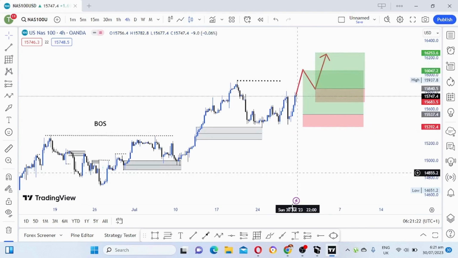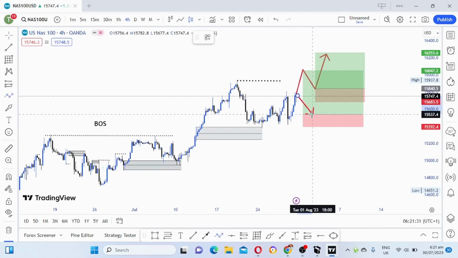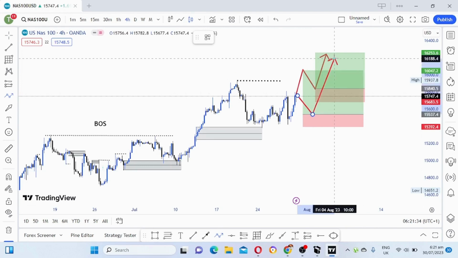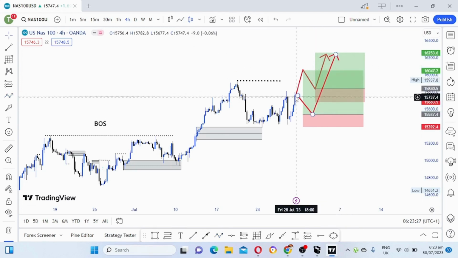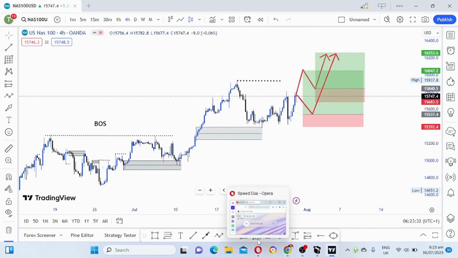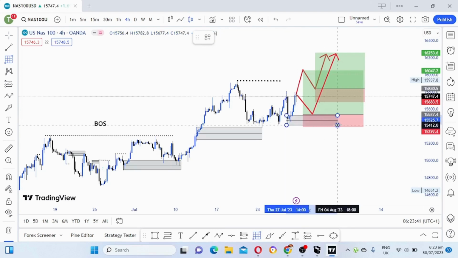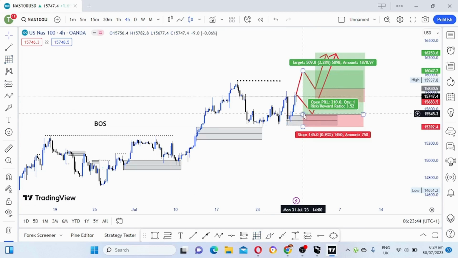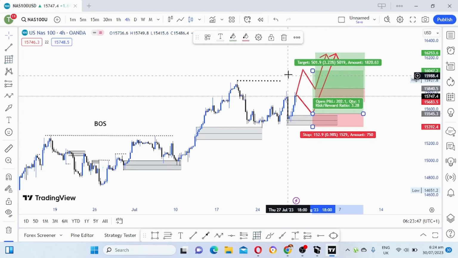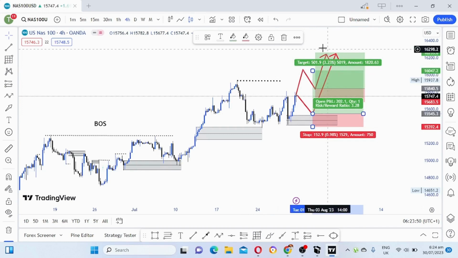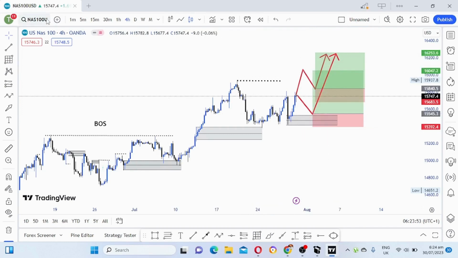If price drops lower, I wait for price to come back. If price comes back and taps into this demand zone on H4, then we enter a buy here. So if price breaks structure to the upside, we wait for a pullback and then we enter a buy. So that's my view on Nasdaq.